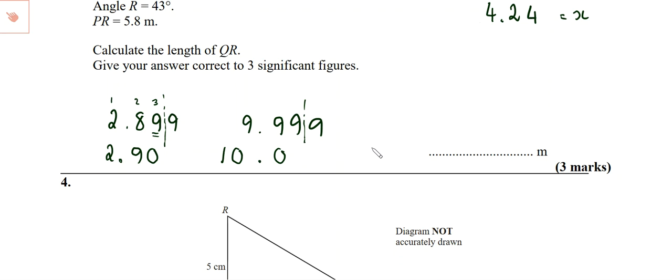Okay. So with significant figures, this here is called the required accuracy. So we've talked about this before, and I say it all the time. The accuracy of an answer is not whether it's right or wrong. The accuracy is how many decimal places or how many significant figures we want. So if I round this number to 10, I've reduced the accuracy. It's still correct, but it's less accurate.